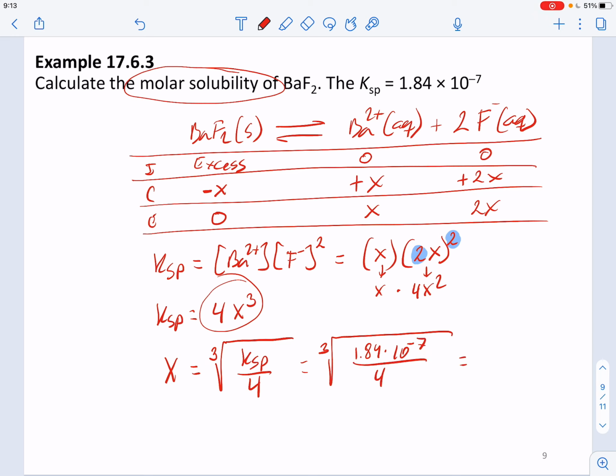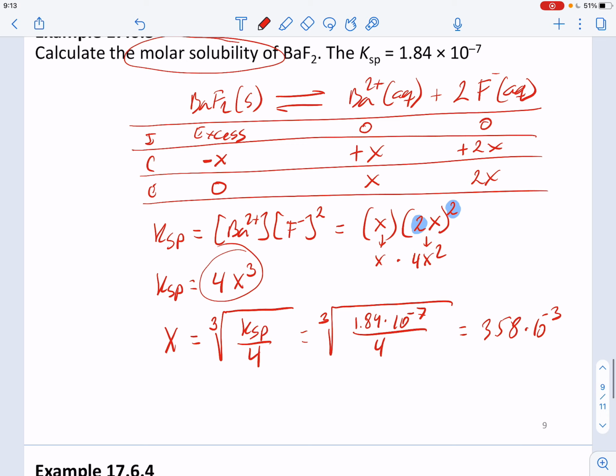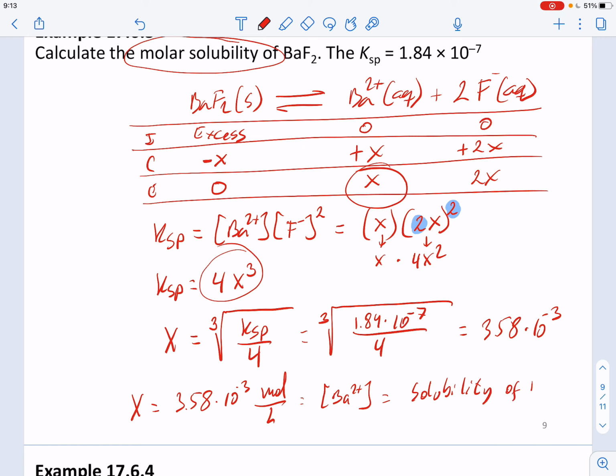And this is equal to 3.58 × 10^-3. Okay, now this is x. x is 3.58 × 10^-3 moles per liter. This is equal to the concentration of barium 2+ as defined, but it's also equal to the solubility of barium fluoride. So that's how much barium fluoride you can dissolve in water at that temperature.